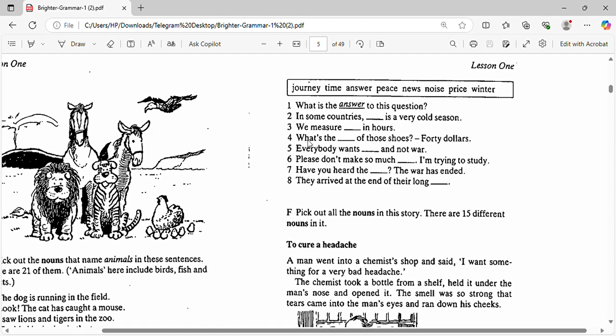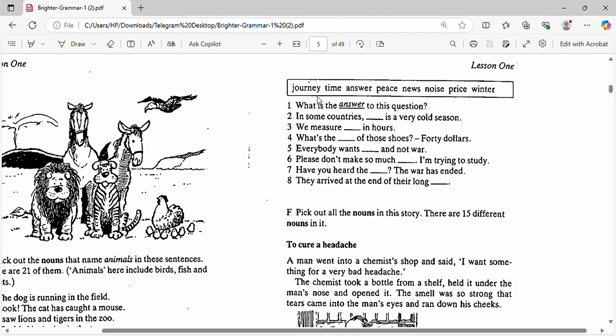Time. What is the dash of those shoes? $40. Price. Everybody wants dash and not war. Peace. Please don't make so much dash. I'm trying to study. Noise. Have you heard the dash? The war has ended. News. They arrived at the end of their long journey. Sorry, I said the answer. They arrived at the end of their long dash journey.